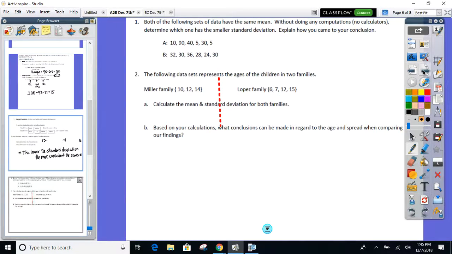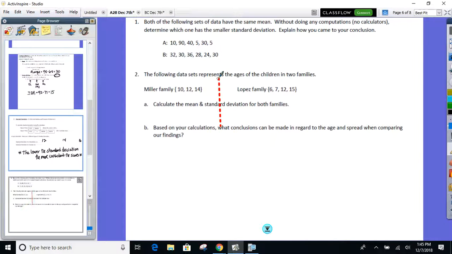All right, so a quick example. I have set A of these numbers, scores, whatever you think they represent, and I have set B. You have no idea how to find the standard deviation, and you're not supposed to yet. But just by looking at these numbers, which one do you predict would have the smaller standard deviation? Why B? They're closer together, aka consistent.